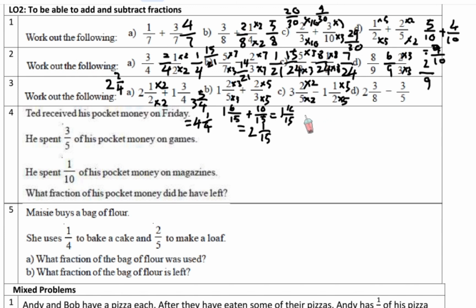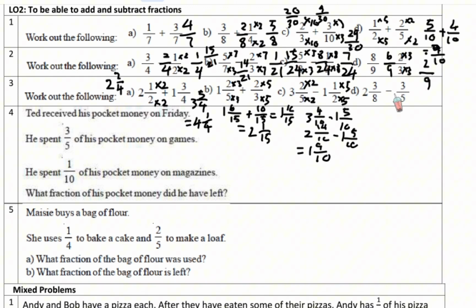And we would get 3 and 4 over 10 minus 1 and 5 over 10. And since 4 cannot be subtracted by 5, we would take one from the mixed number here, so it will be 2 and 14 over 10 minus 1 and 5 over 10, which we would get 1 and 9 over 10. And that is our final answer for C.